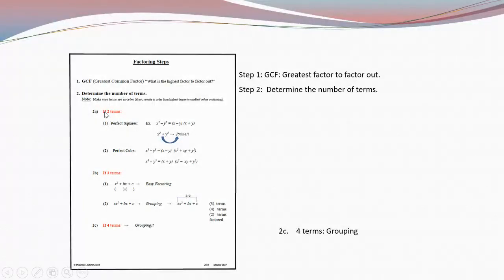Okay, now we're going to be doing step number 2, all right? So if it happens to be two terms, it can be perfect squares or perfect cubes. So let me first do the perfect squares. Now, I'm writing what's here and here, guys. So if it's x squared minus y squared, it's going to be x minus y and x plus y. If it's a plus, it's going to be a prime, which means it cannot be factored. So if it's plus, it's going to be a prime.